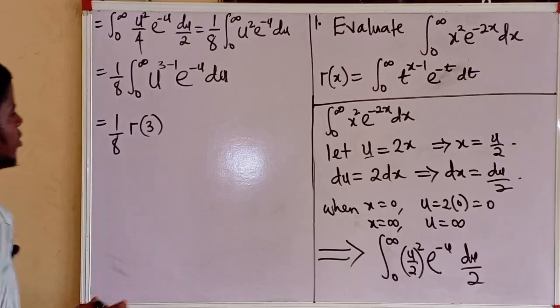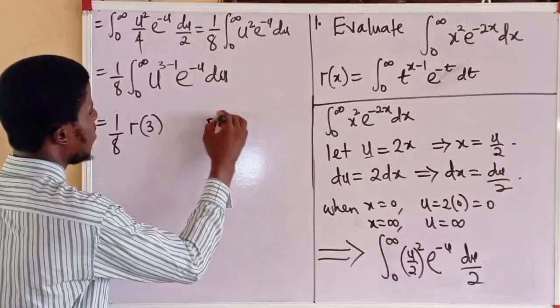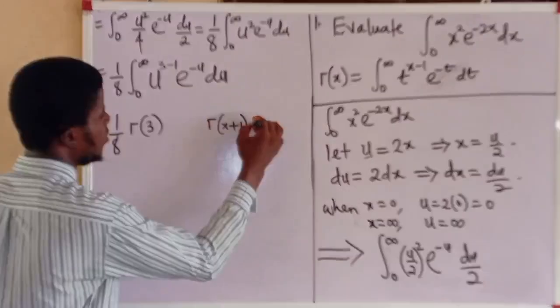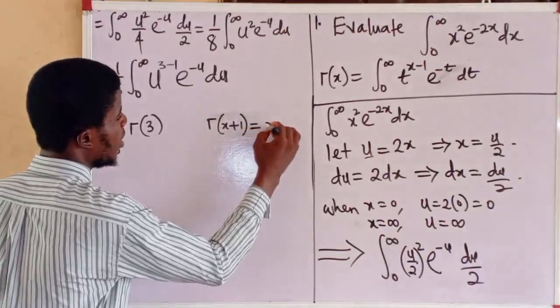3. Now look at this relation. The gamma function of x plus 1 is equal to x factorial.